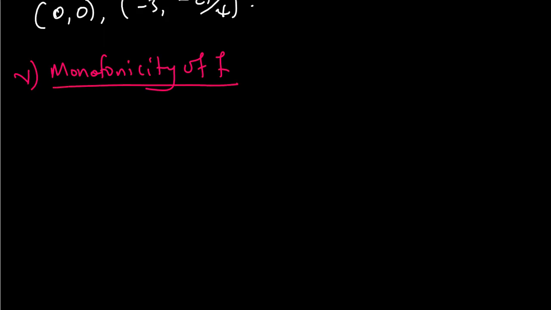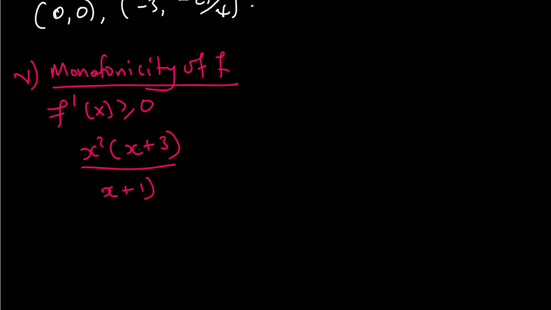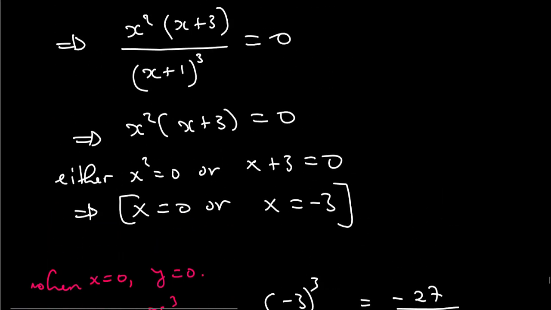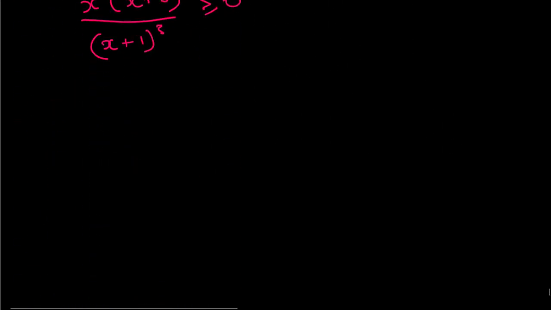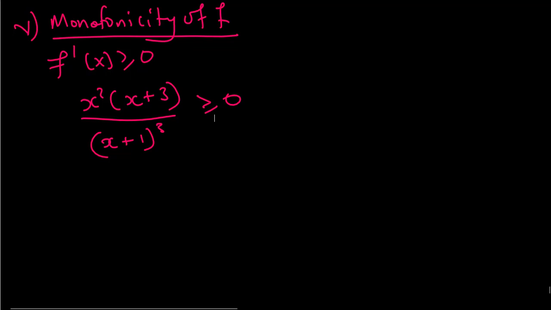Now it suffices for us to solve the inequality f prime of x greater than or equal to 0. f prime was already given in Roman 4 above, and f prime of x is given by x squared times (x plus 3), divided by (x plus 1) all cubed. So we have to solve this greater than or equal to 0. Let's verify that's the derivative. Yes, x squared times (x plus 3), all divided by (x plus 1) cubed. So let's solve this inequality.